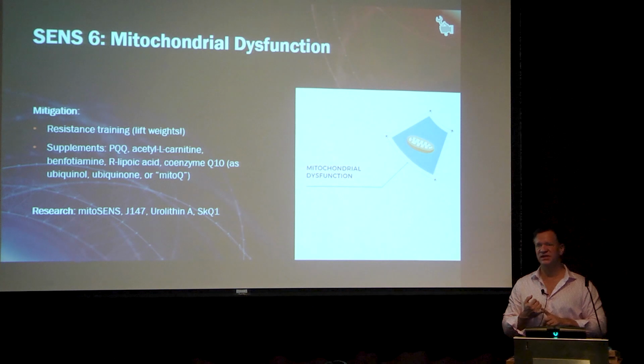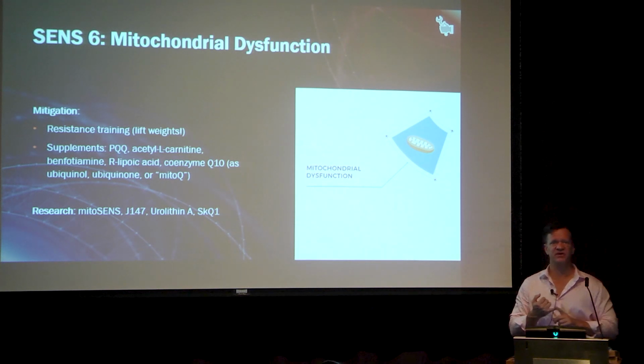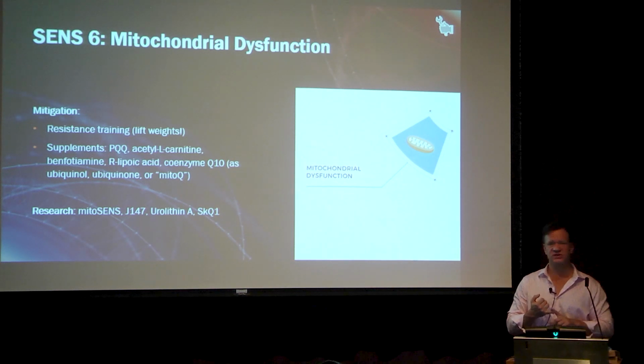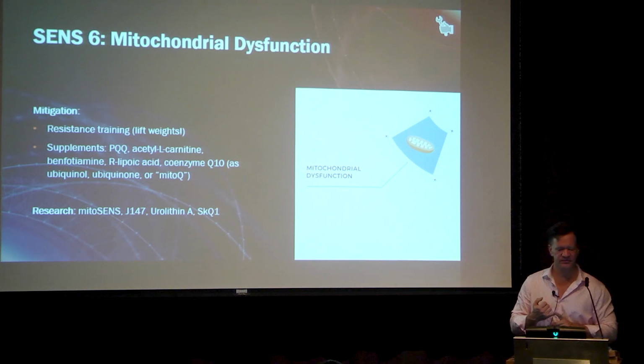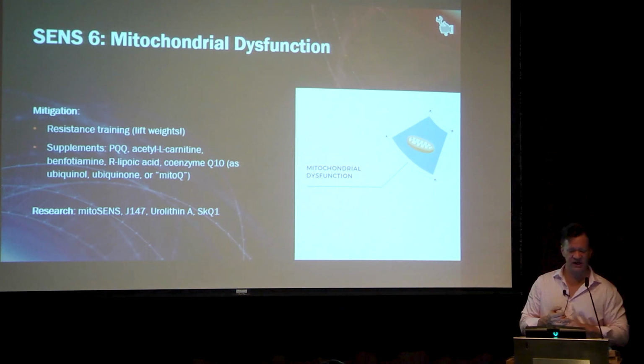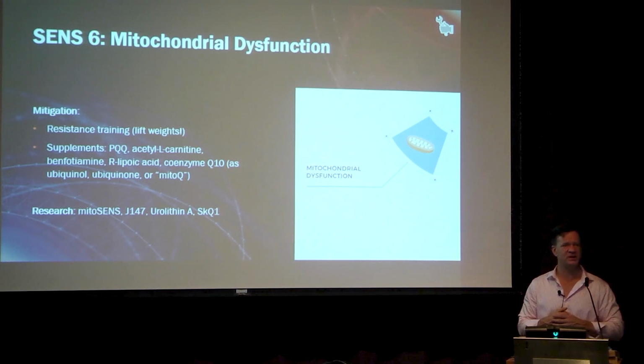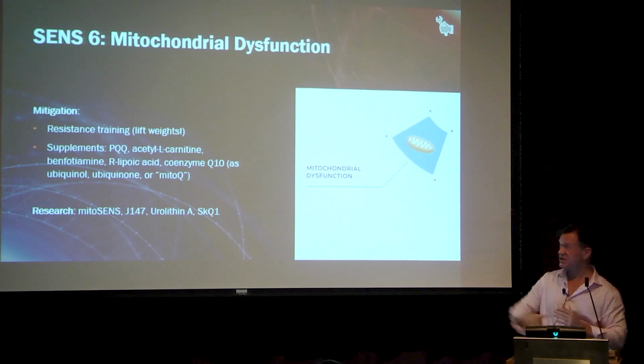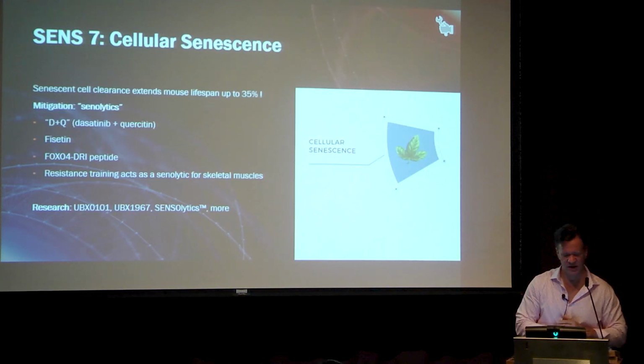Mitochondria have their own DNA. That DNA gets damaged. We also suffer in terms of the overall quantity of mitochondria in our cells. So lifting weights, resistance training, improves your mitochondrial quality and density enormously. It actually helps your body generate new mitochondria. Also various supplements. There's one called PQQ, there's acetyl L-carnitine, R-lipoic acid, different forms of coenzyme Q10. A lot of things out there that seem to be beneficial in terms of improving the health and improving mitochondrial biogenesis, making more mitochondria. There's also additional research going on, which I'll link to in the show notes.